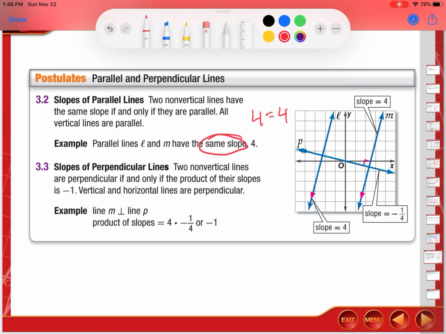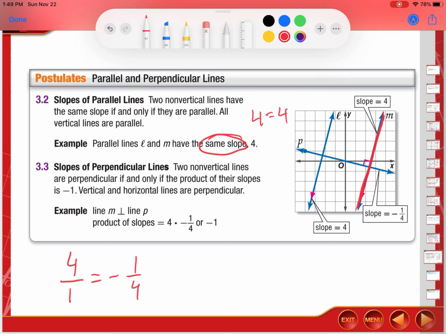Now, perpendicular lines, their slopes are going to be a little bit different. They're going to be the exact opposite. So if we had a slope of 4, let's say, so this line here has a slope of 4, this line M. For the perpendicular line, we have to completely reverse it. So 4 could be written as 4 over 1. So what we need to do is flip it and then make it negative.